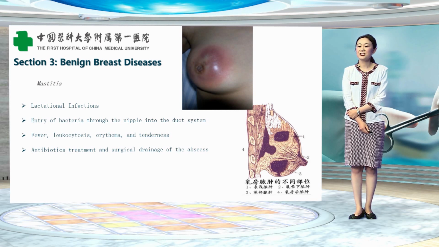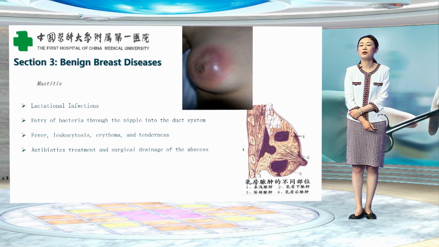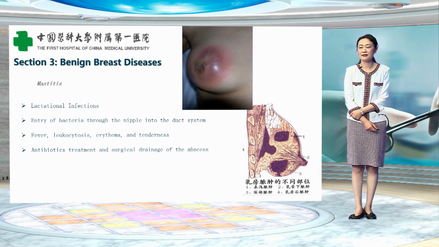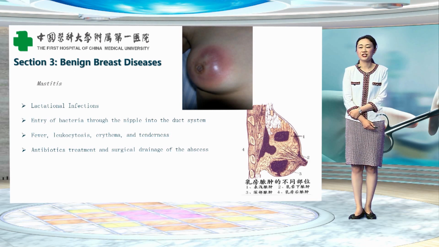The lactation infections are thought to arise from entering of bacteria through the nipple into the duct system, and the main clinical manifestations are fever, leukocytosis, erythema, and tenderness. And finally, the abscess is formed as the picture showed.